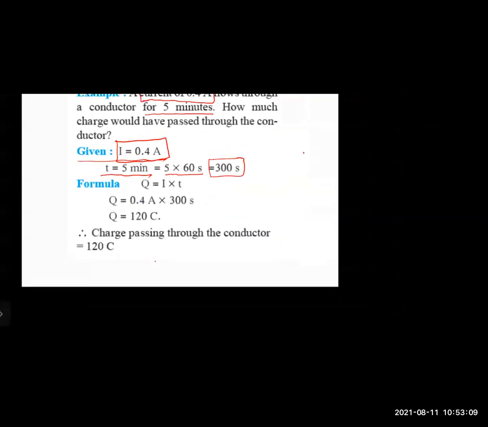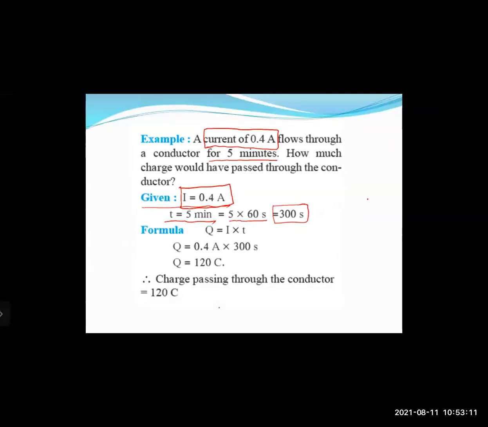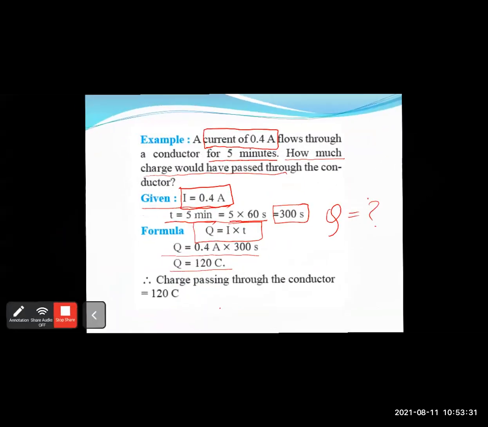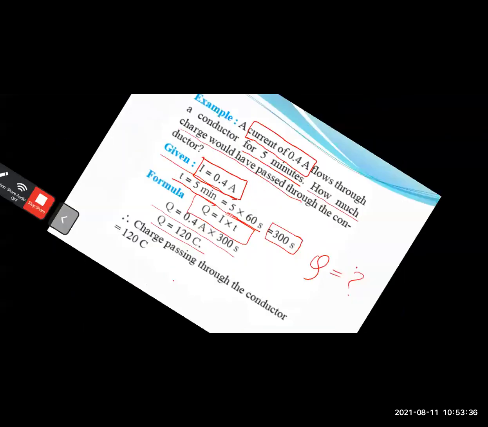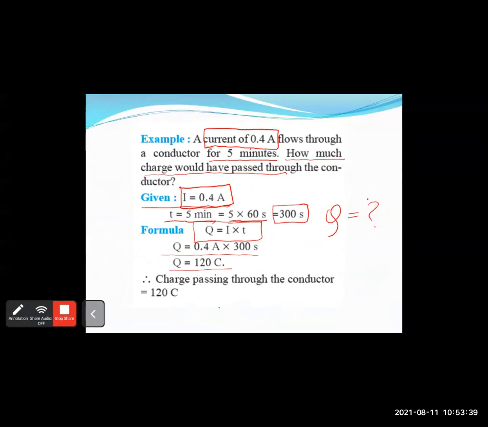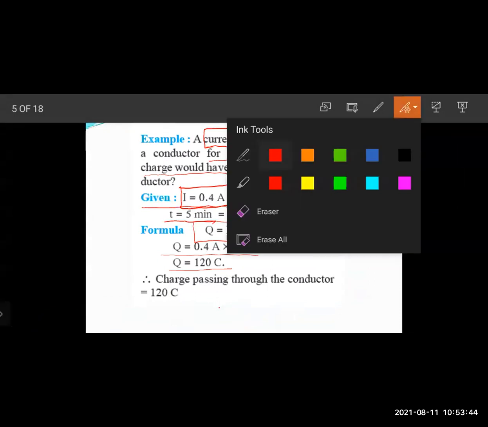Now, what is asked? How much charge would have passed through the conductor? So we have to calculate the value of Q. We'll use Q equals I into T, and then we will just substitute. So we'll get Q equal to 120 coulombs, right? Also, after completion of the numerical, you have to make a habit of writing down the answer in statement form. So what will be the answer in statement form? Therefore, charge passing through the conductor will be equal to 120 coulombs. Okay, students?